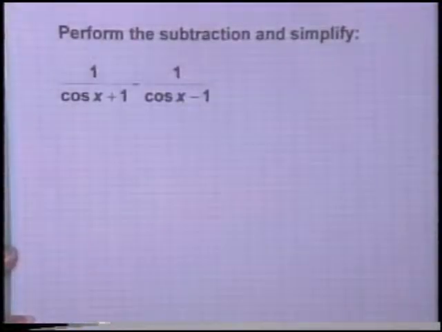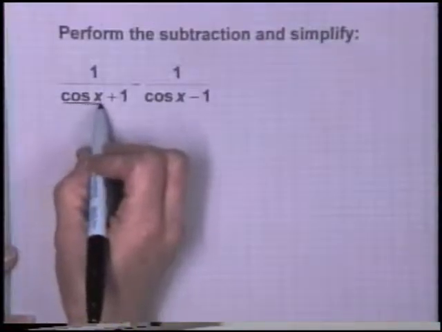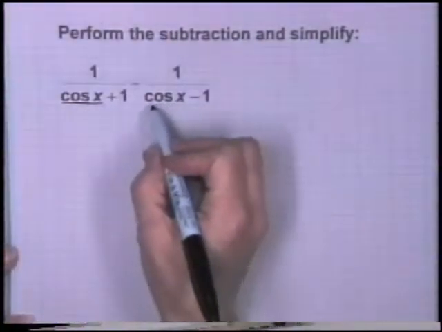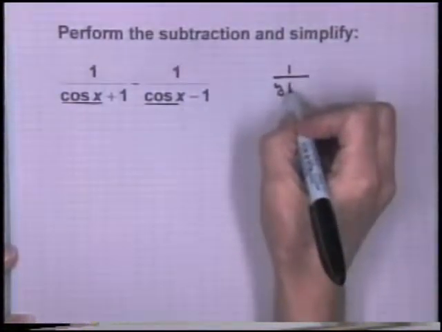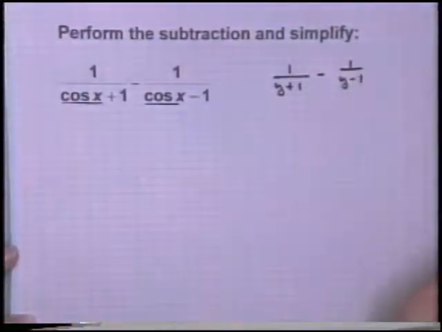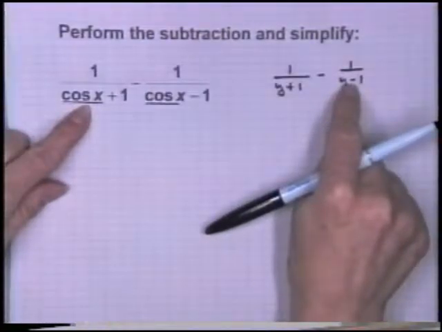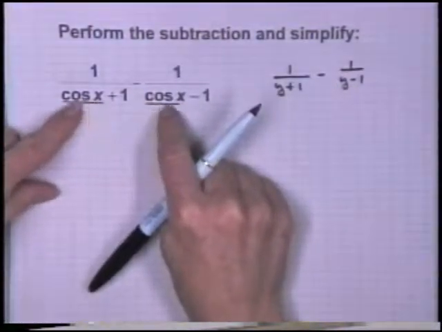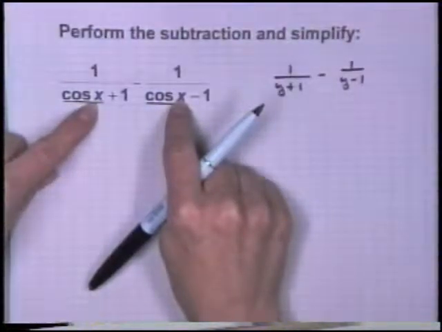Now, the trick here is to look at the trig function the way you used to look at a variable. In other words, if this cosine x right here was, say, the variable y, then this would be sort of like having 1 over y plus 1 subtract 1 over y minus 1. This cosine x is just like having a single variable. Remember, cosine x is an entire quantity. We can't separate the function name from its argument.